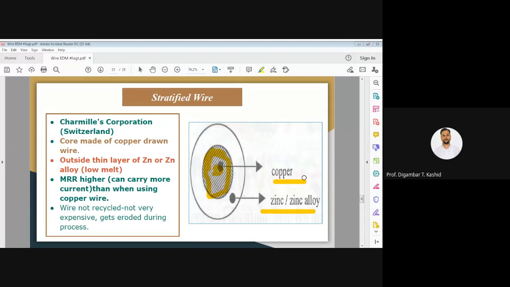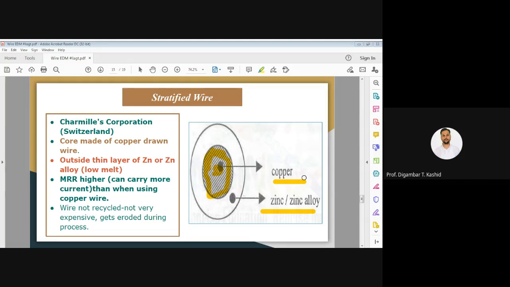Wires are not recycled here, so they are not very expensive, and they also get eroded during the process. A wire can carry load if it can absorb more heat without breakage. Heavier load means higher energy per spark, so a higher material removal rate and higher cutting speed can be achieved. If we give more current to the wire, higher energy per spark will be generated and the material removal rate will be high. In that case there will be the wire breakage issue.